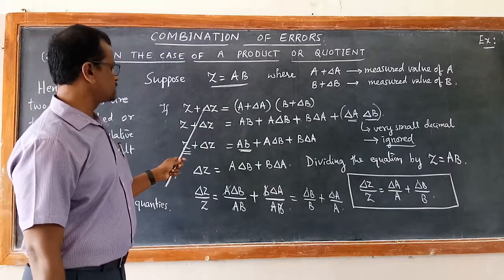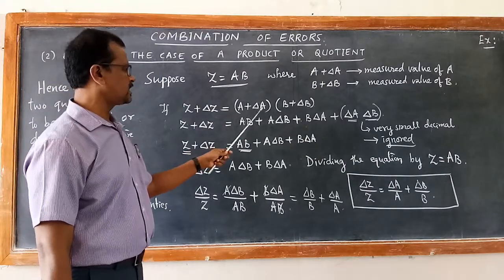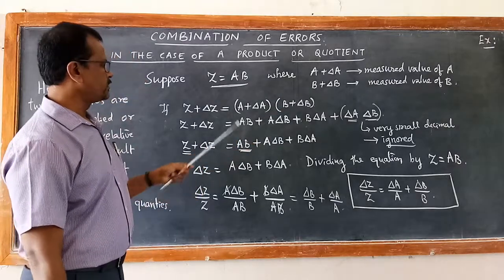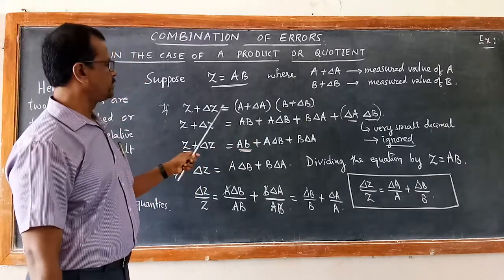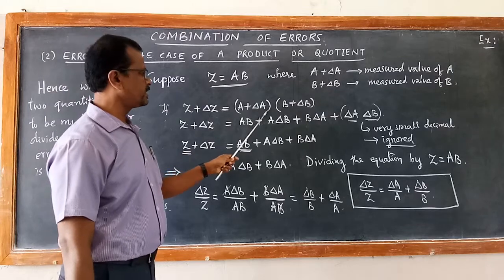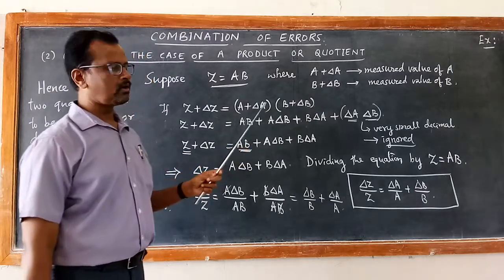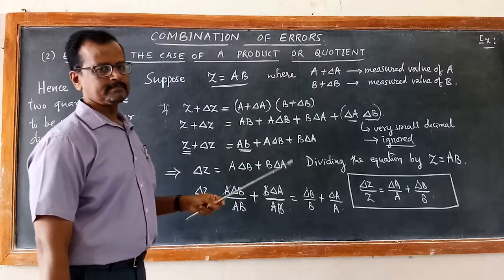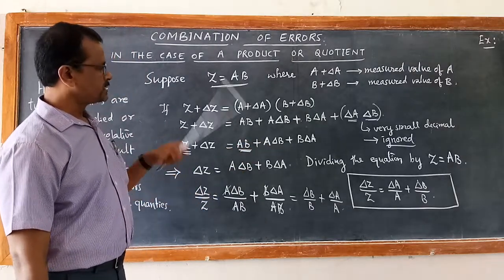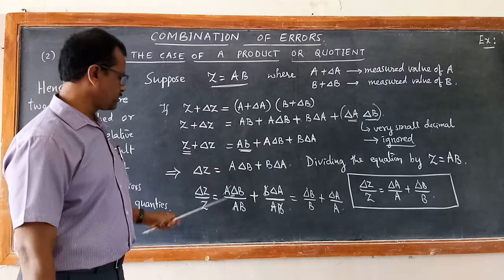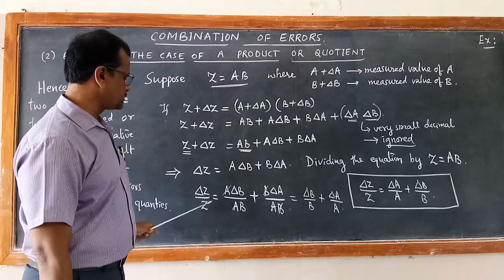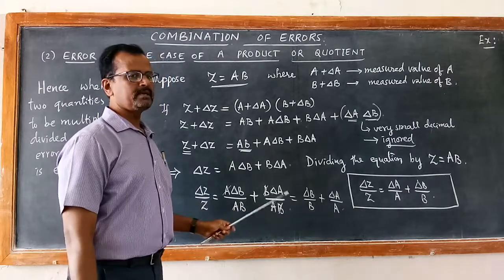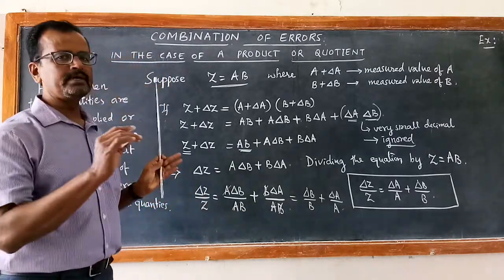So Z plus delta Z becomes A plus delta A divided by B plus delta B. Then you need to take A common. Then you will be left with 1 plus delta A by A, and here you have to take B common. Then you will be left with 1 plus delta B by B. So simplify it. Finally you are going to get delta Z by Z is equal to delta A by A plus delta B by B. This exercise I am leaving it to you.